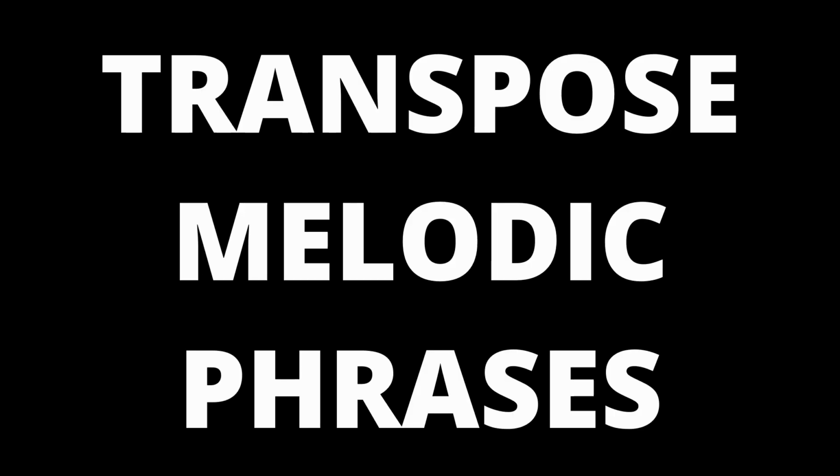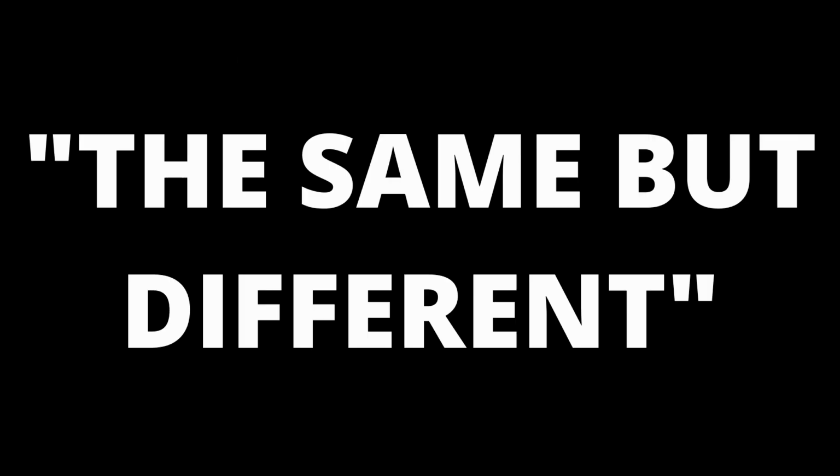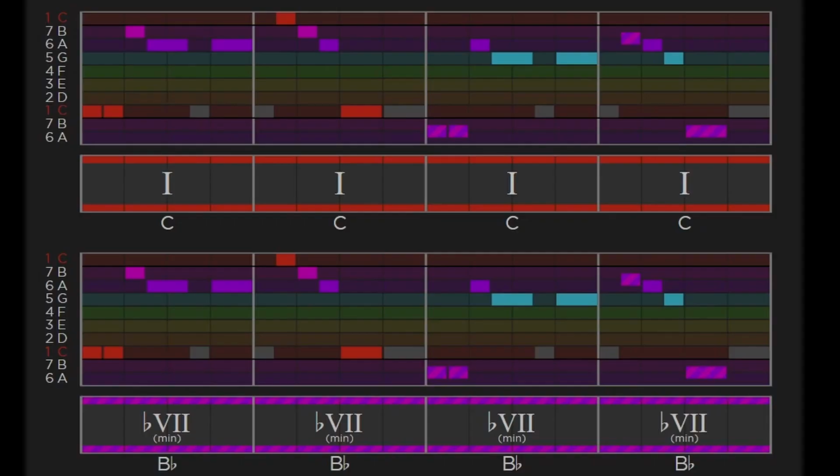Another situation that can create chromatic notes is when we transpose or shift a melodic phrase up or down. This is a common melody writing technique where you preserve the rhythmic structure of a phrase and simply shift it up or down. This idea of having something the same but different is an important one in songwriting. Let's explore this with an example.